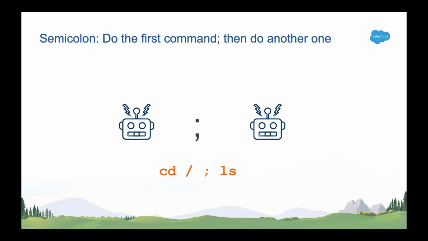So commands by themselves are really powerful, but they're even more powerful when you string them together. So we use the semicolon to string commands together. What this is basically saying is first do the thing on the left and then do the thing on the right. So for example, go to my root directory and then list the contents of it.